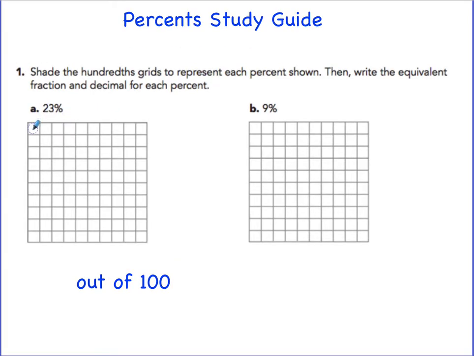For 23% here, just a visual, I'm going to go ahead and shade in 23 of these squares. There we go. That's how we show visually 23%. For 9%, I'm going to shade in 9 of these squares. You can shade in any 9 you want to. You can pick 9 random ones. I usually just like to stay in order like this.